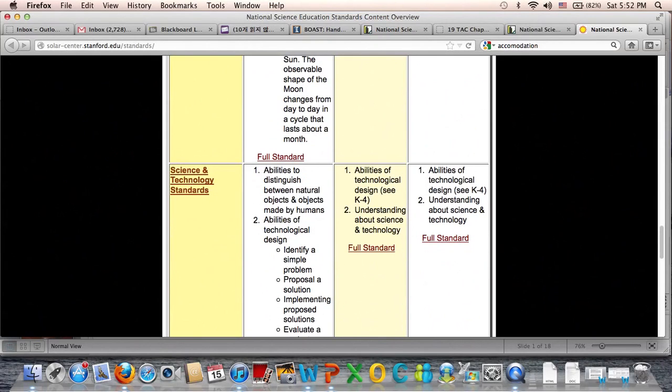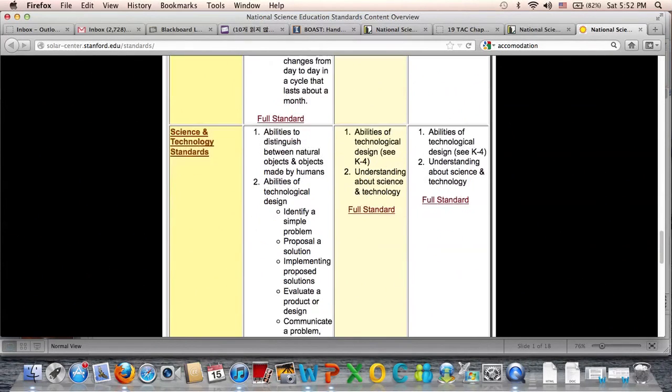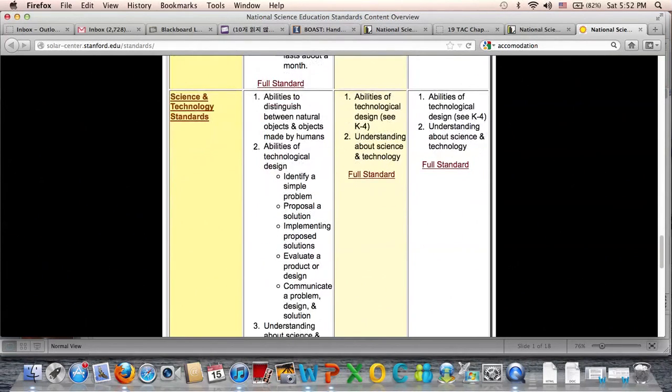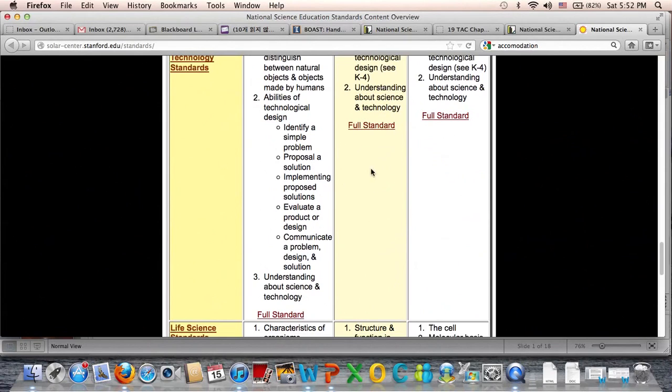And also, as part of the content for your science, there's the science and technology standard. Okay? Students need to understand science and technology together. Students need to have the ability to distinguish between natural objects and objects made by human beings, and also the ability of technological design.